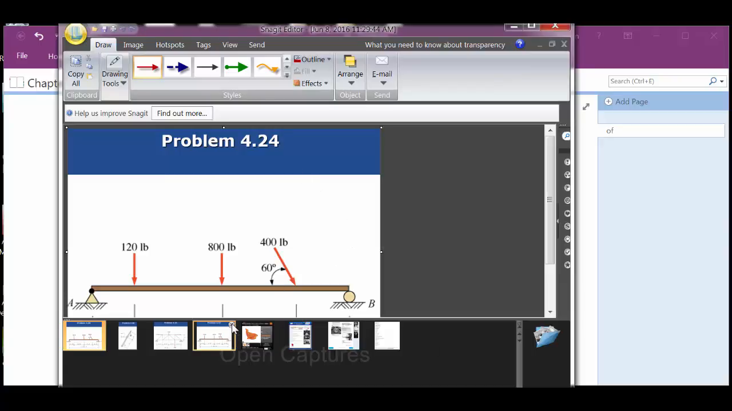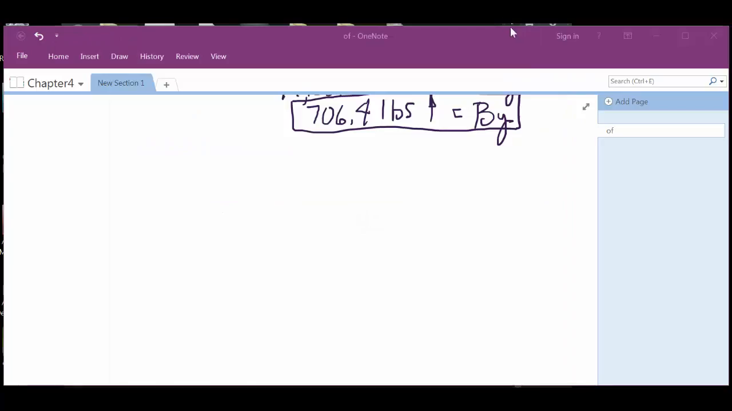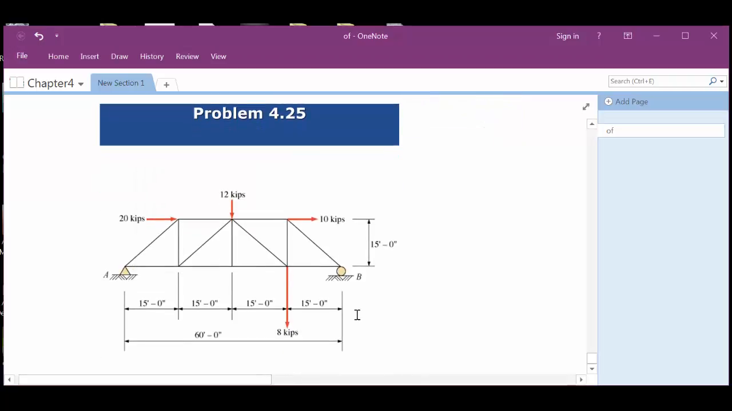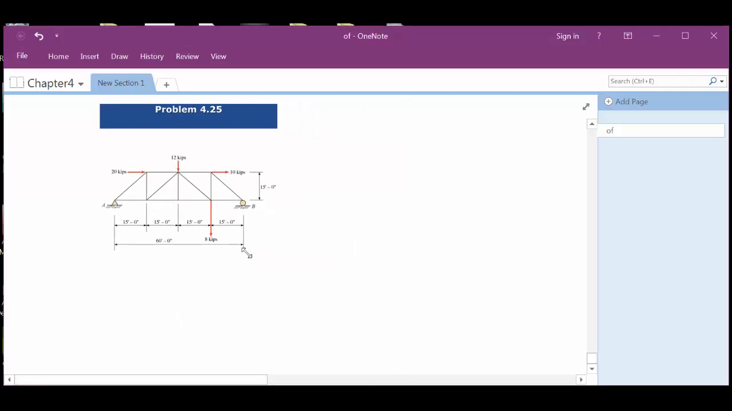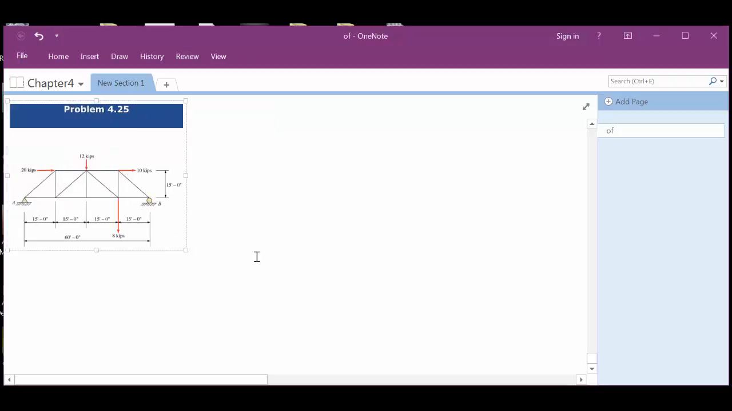That was 24, so the next one is 25. We'll wait to delete that one later. So 25 looks something like that. Make him a little smaller. That's just to give you an idea. You should be able to see it in your book.